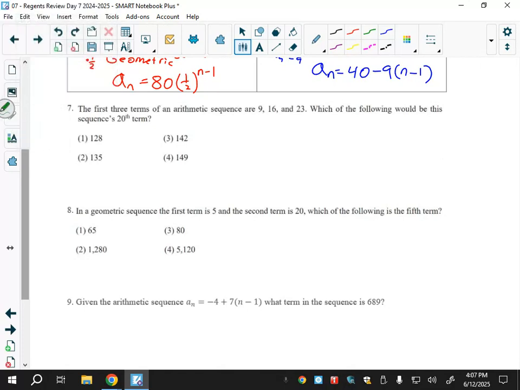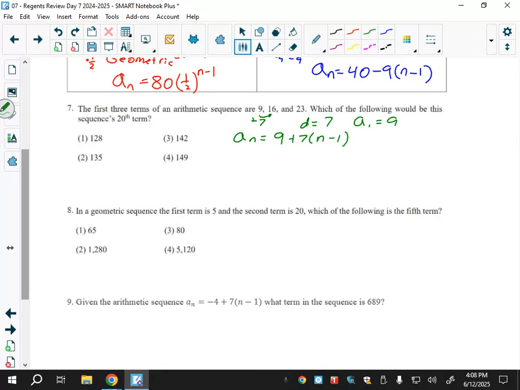The first 3 terms of an arithmetic sequence are 9, 16, and 23. Which of the following would be the sequence's 20th term? So you could list out all the numbers, but probably easier is to set up a formula for your sequence. To do that, we have to find the common difference. So 9 plus 7 gives us 16, 16 plus 7 gives us 23. So we know d is 7. We're given the first term is 9. So we're able to build our sequence as a sub n equals 9 plus 7 times n minus 1.